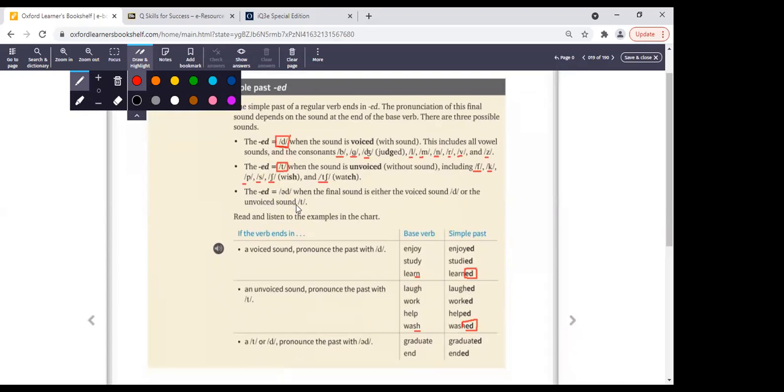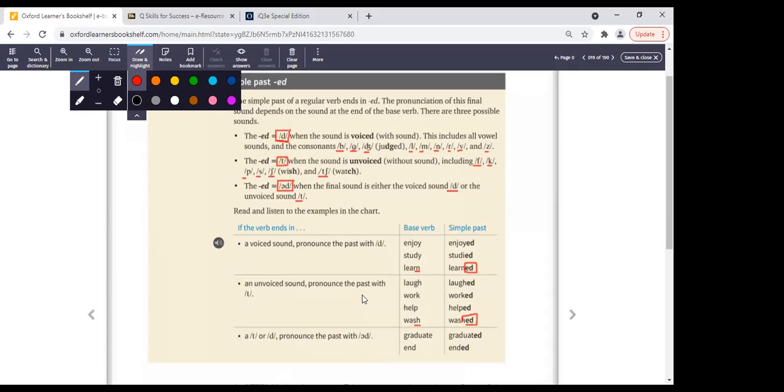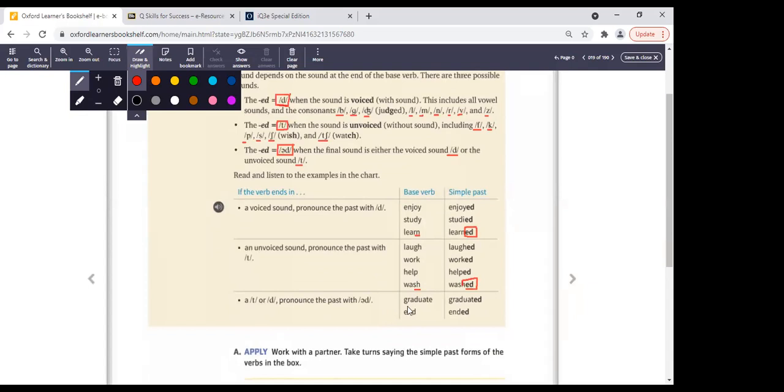And the last one: if our word ended with a d or a t sound, then our ed will sound like an ed. If it ends with a t or d, like graduate, which ends with a t sound, we say graduated, ed. Or end, so we say ended, ed. Is that clear?